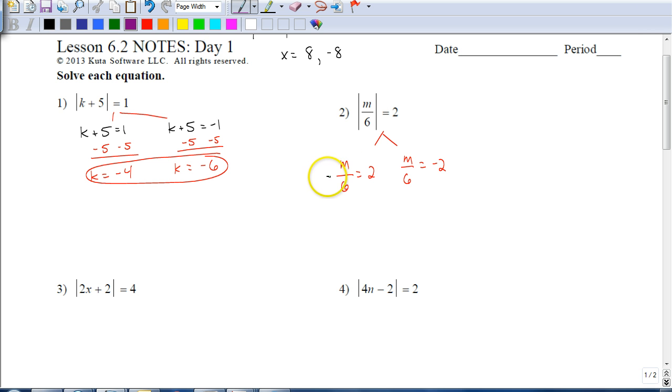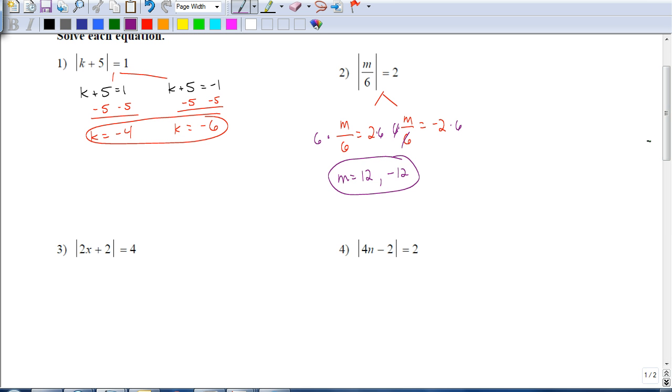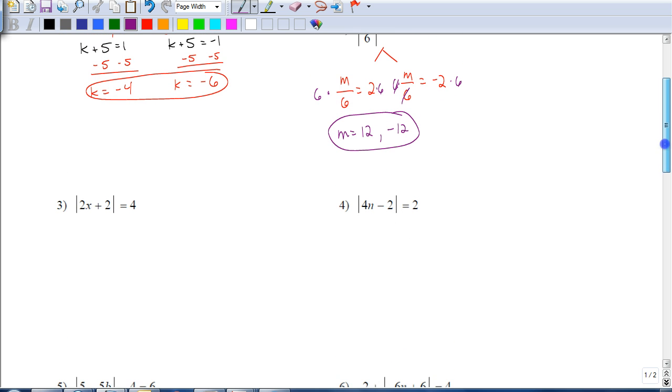Now this one here is a little different. To get the m by itself, I'm going to do the opposite of dividing by 6, which is multiplying by 6 on both sides. So when I do that, 2 times 6 equals 12. When I multiply 6 on this side, I get negative 2 times 6 is negative 12. So notice in this case, this is one of the rare occurrences where we do get the same answer, where m could be 12 or negative 12. But most times our answers will be like the first one, negative 4 and negative 6, where we have two different answers.